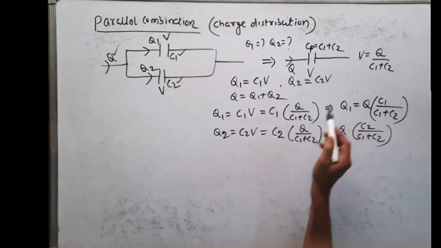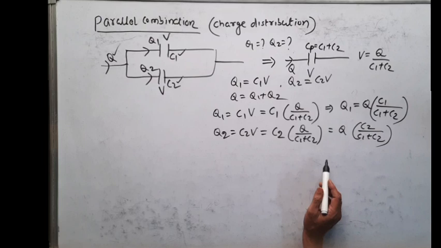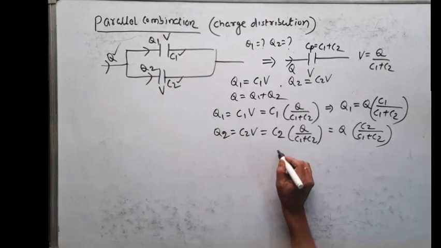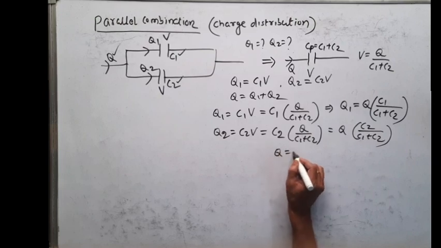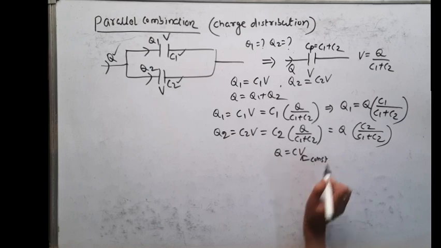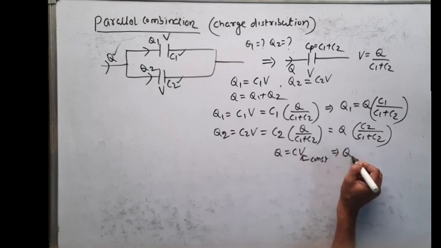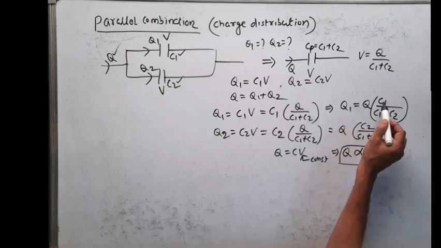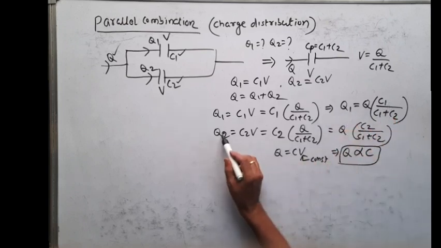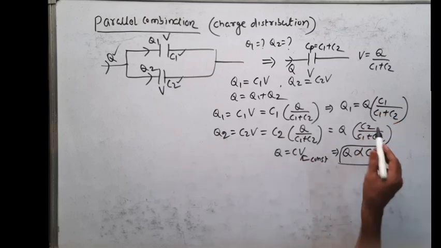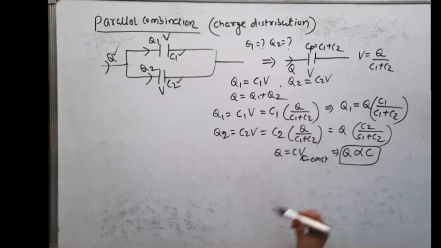Now see, we know in a parallel connection, voltage remains the same. If voltage remains the same, Q is equal to CV and V remains the same for each capacitor. So that means Q is directly proportional to the capacitance. So Q1 is directly proportional to C1, Q2 is directly proportional to C2. In this way, we can remember the formula. Okay, so this is the charge distribution in parallel connection.